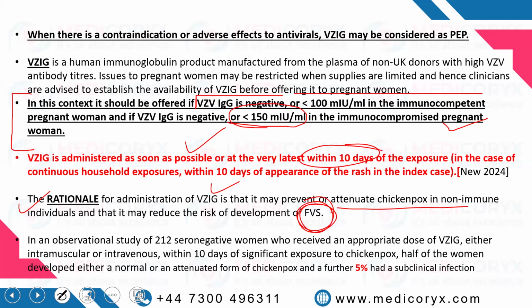In an observational study of 212 seronegative women who received an appropriate dose of VZIG, either intramuscular or intravenous, within 10 days of significant exposure to chickenpox, half of the women developed either a normal or an attenuated form of the chickenpox, and a further 5% had a subclinical infection. Okay, but nonetheless, it is considered to be safe.